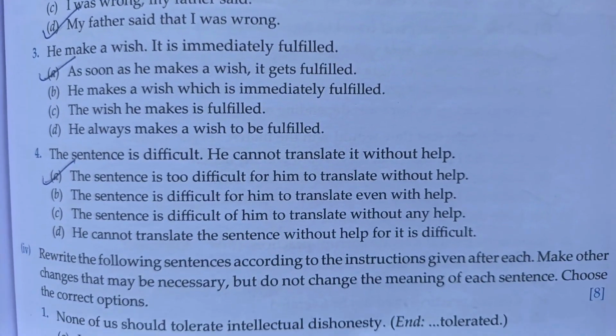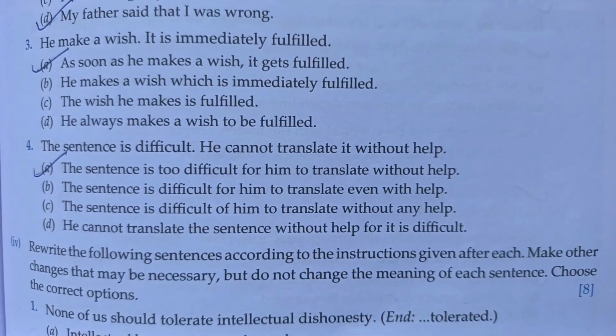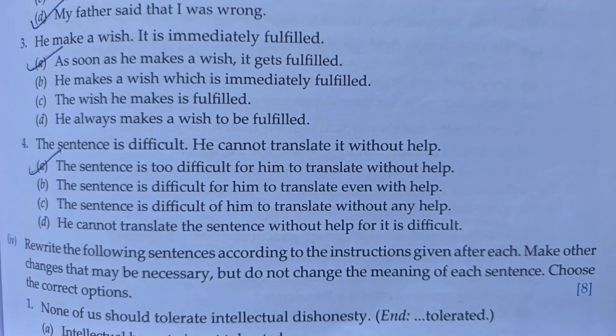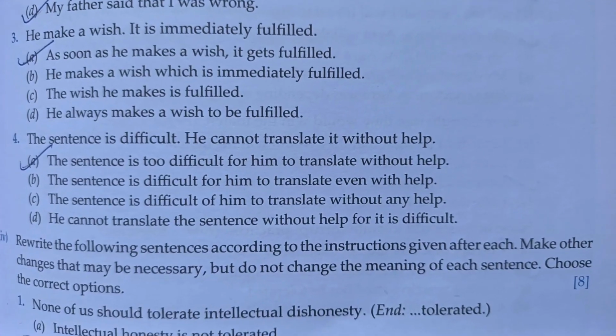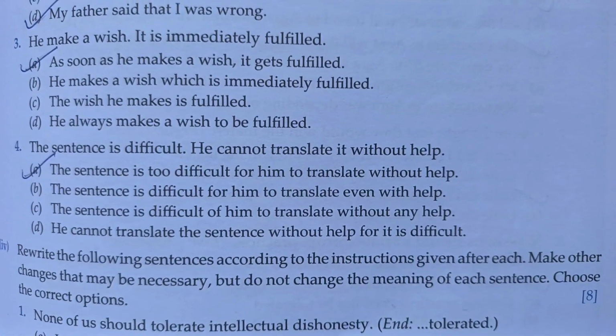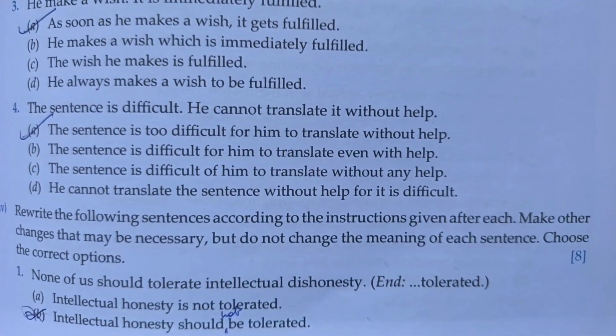Number 4, the sentence is difficult. He cannot translate it without help. So here option A is correct. The sentence is too difficult for him to translate without help.